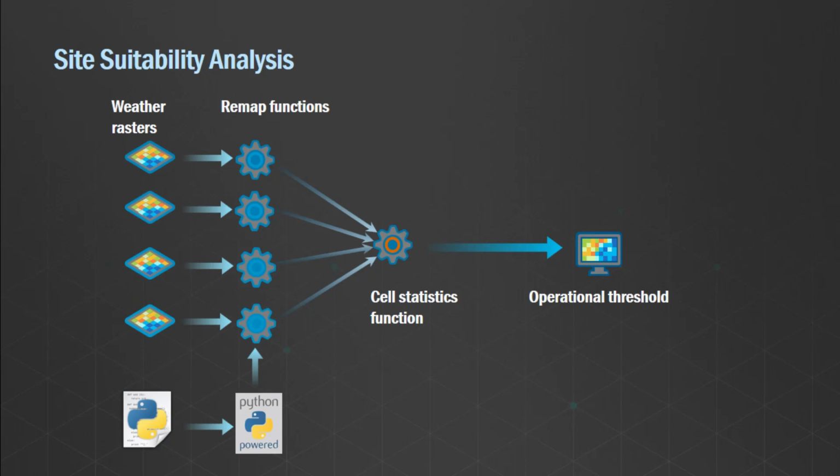So here's the basic structure of how it looks. I have a bunch of weather rasters in a Mosaic data set. I have a bunch of Python raster functions doing zonal remapping. And then I'm going to do cell statistics. So I'm going to aggregate all those together and find out what are ideal areas for a particular operation and what are not so ideal areas for a particular operation.